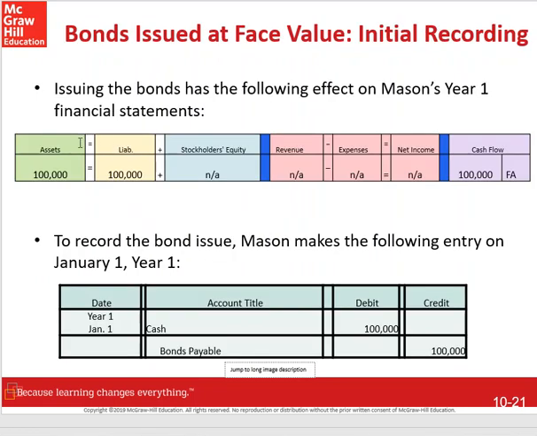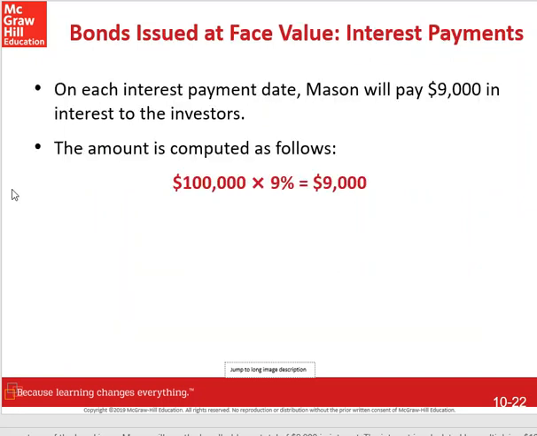So what happens? At the issue date, we are going to debit cash for $100,000 and credit bonds payable $100,000. So our cash is going up, our liabilities are going up, and the cash flow, of course, is FA. These creditors are financing our business, so financing activity.